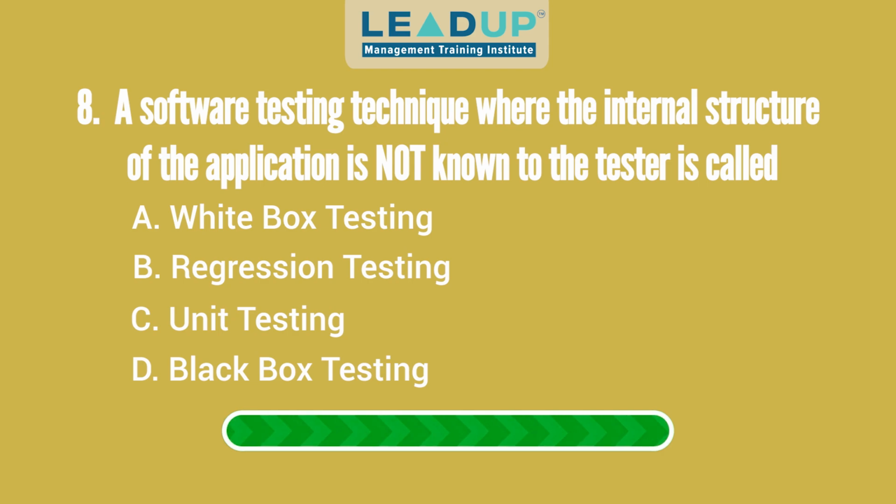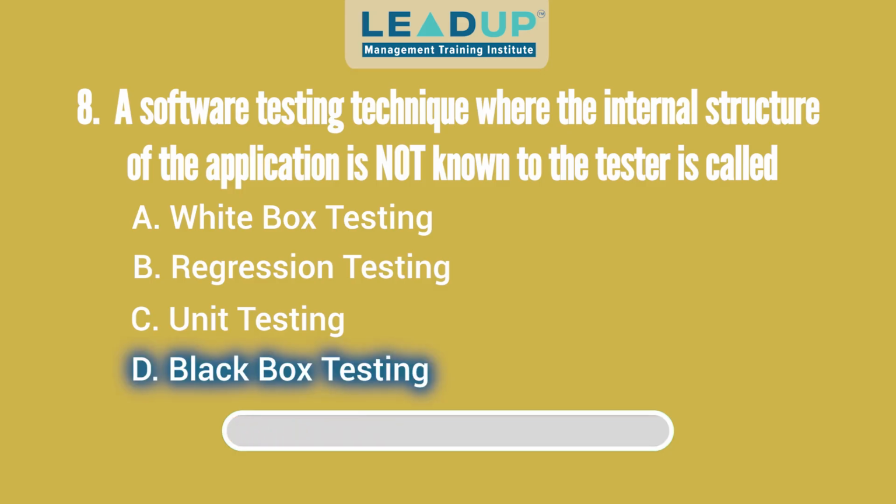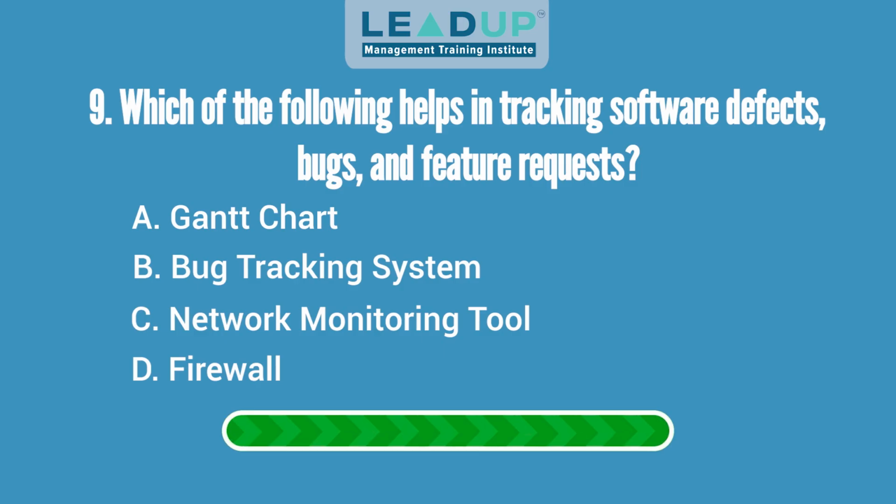Question 8. A software testing technique where the internal structure of the application is not known to the tester is called A. White box testing, B. Regression testing, C. Unit testing, and D. Black box testing. Answer: Black box testing.